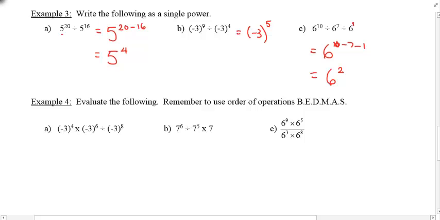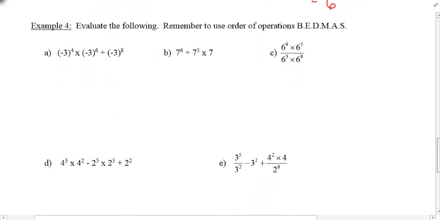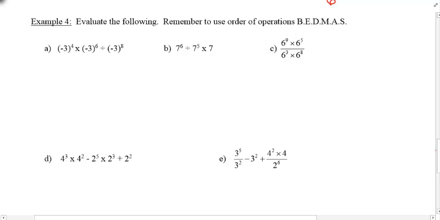That's it. All right. Now, let's combine everything together. And let's also throw in some order of operations. Oh, no. It's getting hard fast. But that's okay. Because as long as you understand these ideas, you can do them too. Remember, the laws only work when the bases are the same. So let's take a look at 4a. Negative 3 to the power 4 times negative 3 to the power 6 divided by negative 3 to the power 8. Are the bases the same?